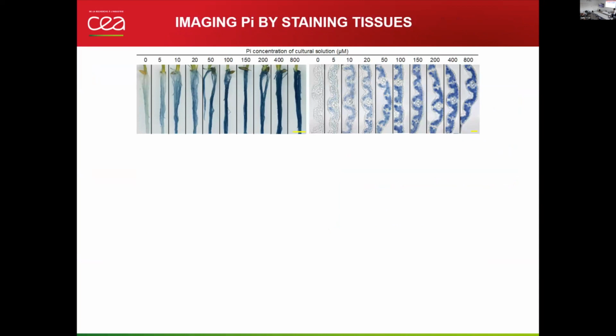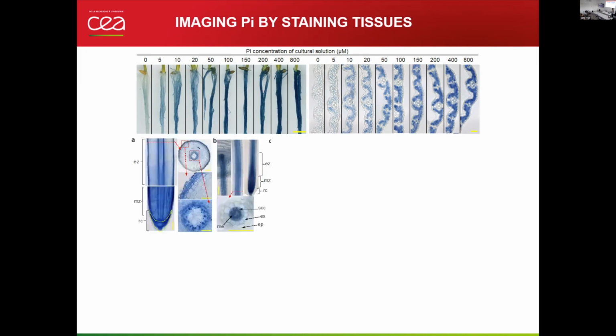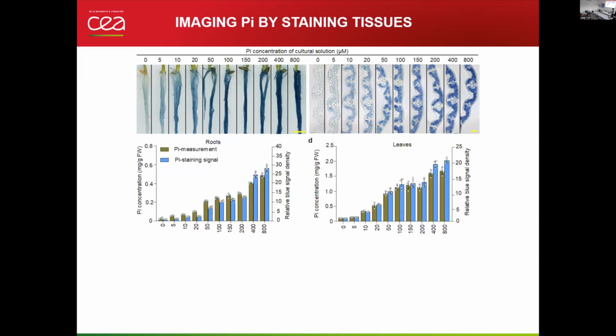So, we recently developed, in collaboration with Chinese collaborators, a way to stain phosphate in tissue, and only phosphate, not phosphorus. So you may be interested, this is rice, and you can see this is a semi-quantitative technique. It gives you the deposition of phosphate at cellular level. It's quite precise.